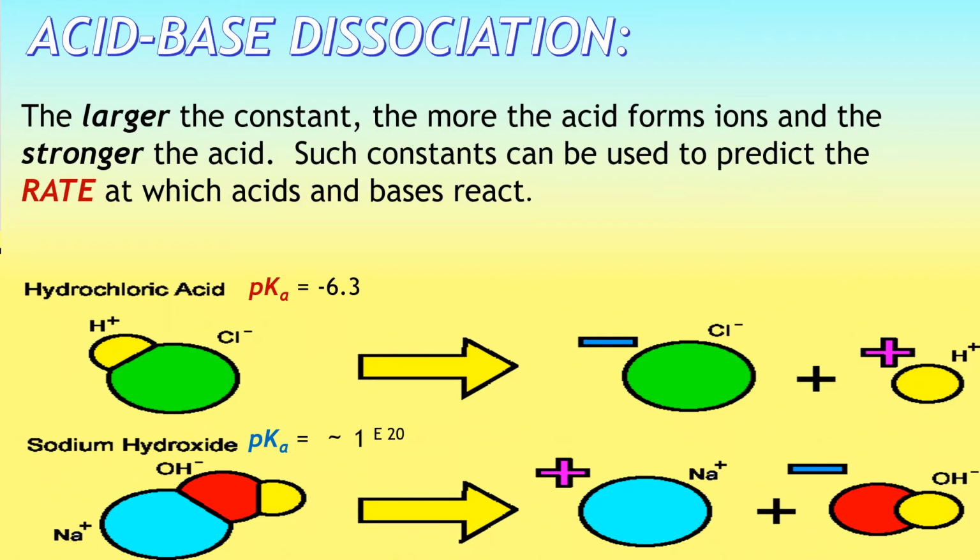Now, the larger the constant, the more the acid forms ions and the stronger the acid. And we can use the strength of that constant to predict the rate at which acids and bases react. The larger the constant, the stronger the acid, the faster that they will tend to react with one another.